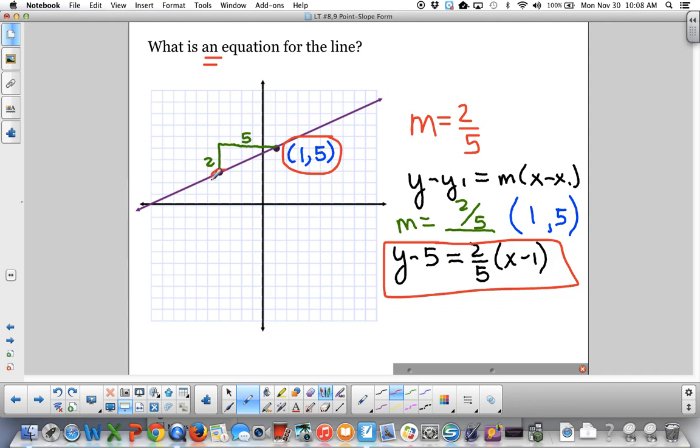Could you use the other point? Absolutely. Would it look different? It absolutely would. But would it be equivalent? It absolutely would.